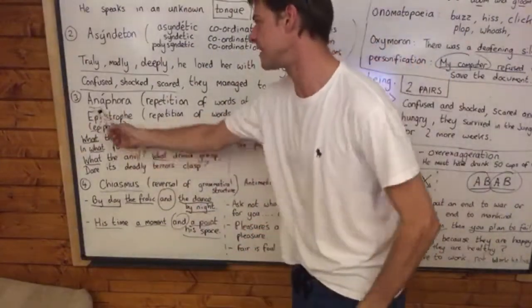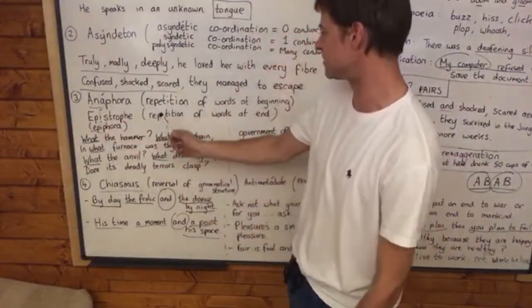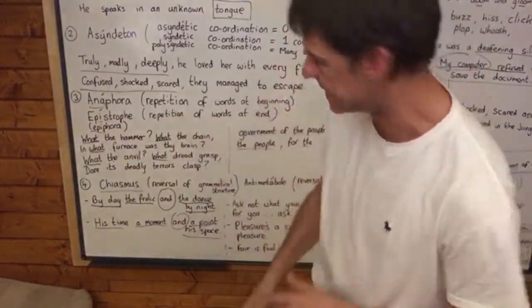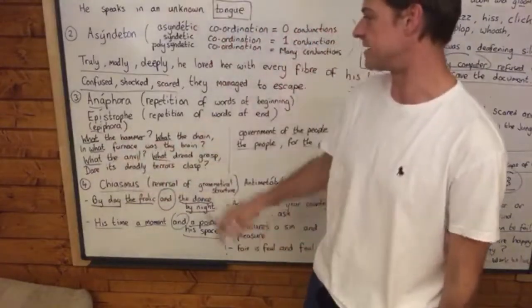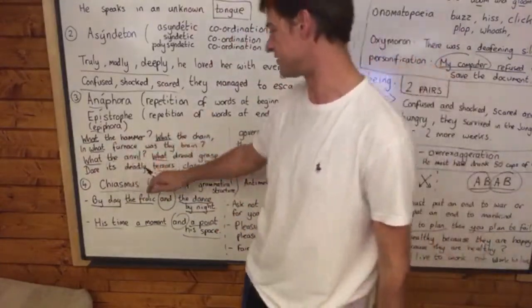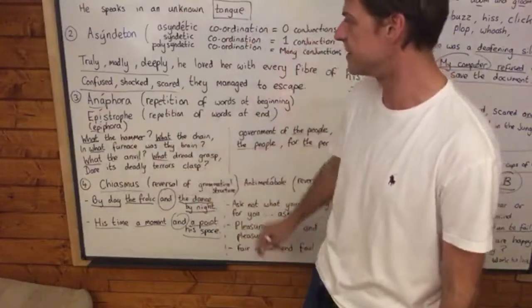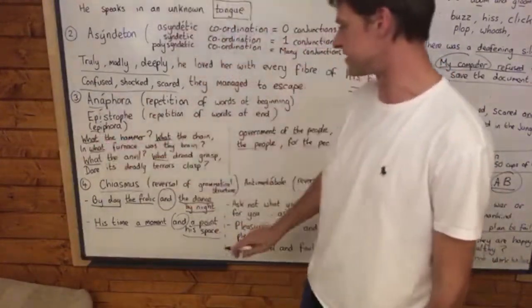So I think I did some on anaphora last time, which was the repetition of words at the beginning. So you could have "What the hammer, what the chain, in what furnace was thy brain, what the anvil, what dread grasp dare its deadly terrors clasp." And that would be repetition of elements at the beginning.